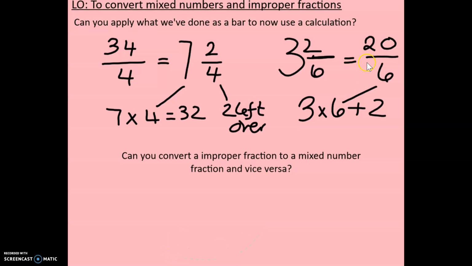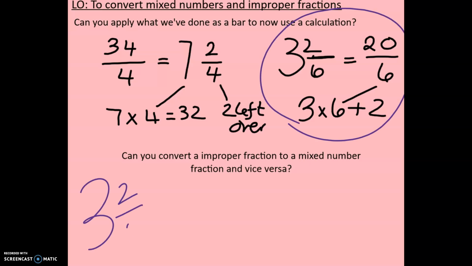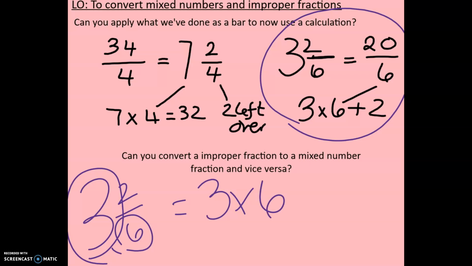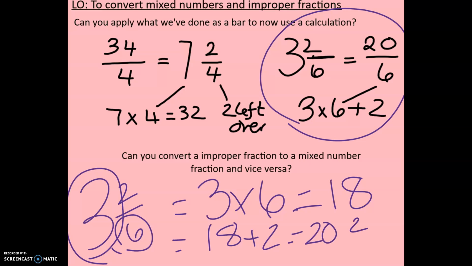Okay, I can do the same for my mixed numbers. So for 3 wholes and 2 sixths, what you have to do is multiply the whole and the denominator together. So I'm going to do 3 times 6, which equals 18. And then once I've done my whole number multiplied by my denominator, I'm going to add my numerator. So I'm going to do 18 add 2, which equals 20, which means I've got 20 sixths altogether.